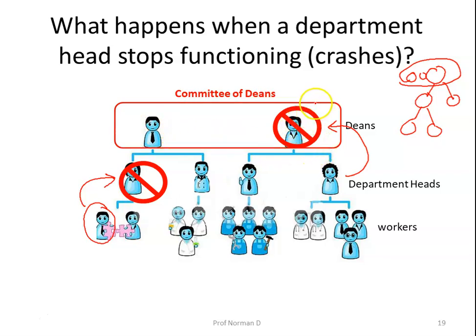So in case there is a failure in one of the deans or one of the machines, then the other machines or the other committee members can take a decision of who will take care of the departments. So the same particular structure is followed with respect to the machines in a distributed system.